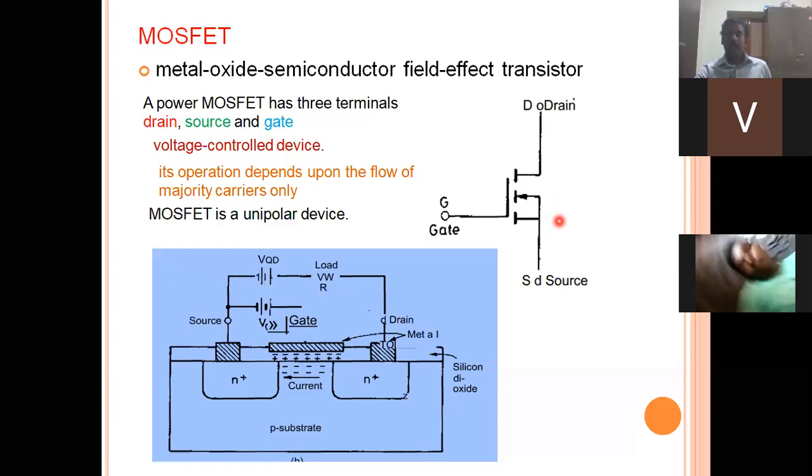For the case of an n channel, the arrow is going to be inwards. In the symbolic representation for a p channel, the arrow is going to be outward. So p channel and n channel differ, and this can be identified by the arrow used in the symbolic representation. In general, the brief construction of the MOSFET is that you have a p-type substrate. To this lightly doped p-type substrate, heavily doped n-type regions are fabricated.